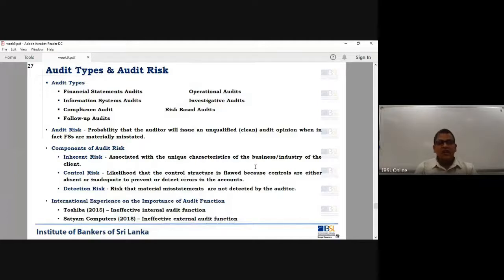Then, audit type and audit risk. There are several types of audits available: financial statement audit, information statement audit, compliance audit, follow-up audits, and operational audit. I think there is nothing much to explain on the audit types. This is mainly theory. You can just read it and understand the things.